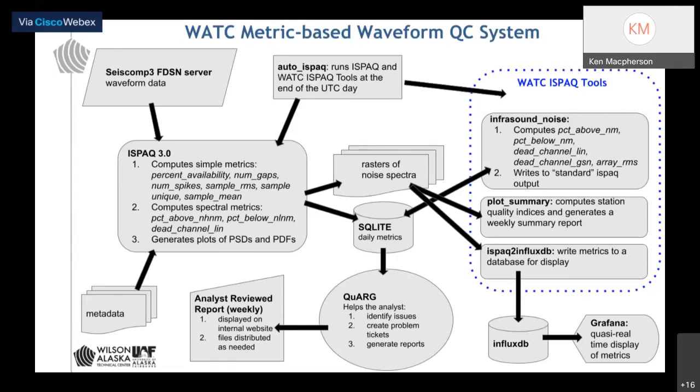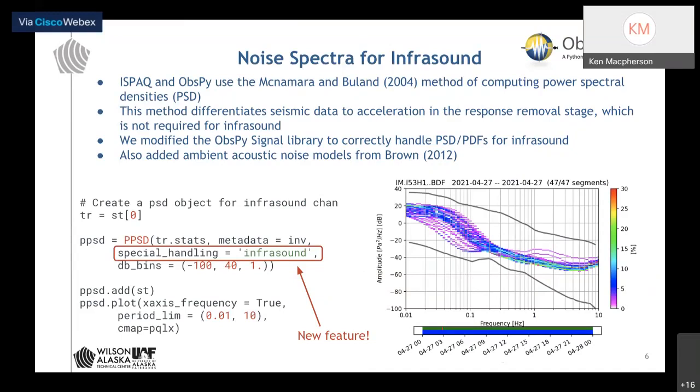So we built our solution around ISPAQ, which is great software for seismology, and built it out to be able to deal with this diversity in channel types. One of the ways we did that was by leveraging the ObsPy Python toolbox, which is very flexible software, and they also entertain pull requests. So we were able to build in some customization that we needed at the center. Chiefly, one of the things that we implemented was infrasound special handling in the ObsPy toolbox. If you're an ObsPy user and you deal with infrasound, this is in the main branch of the software now, so I encourage you to check it out.